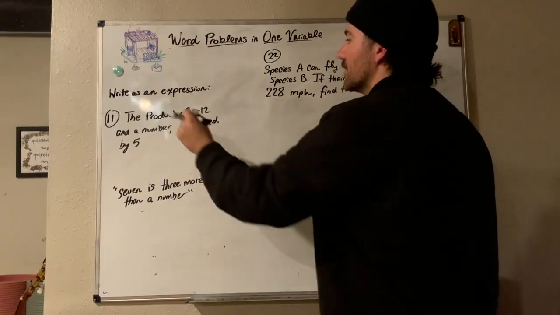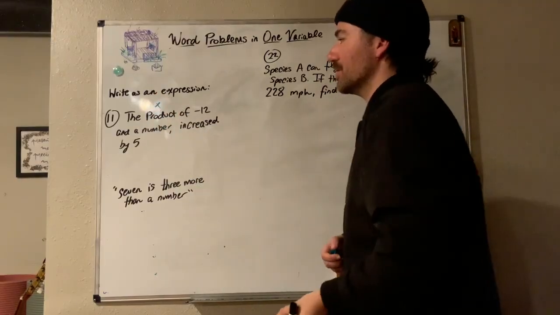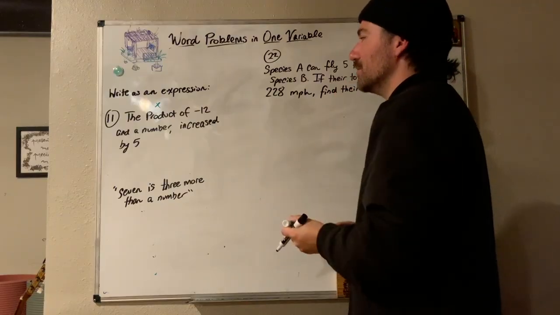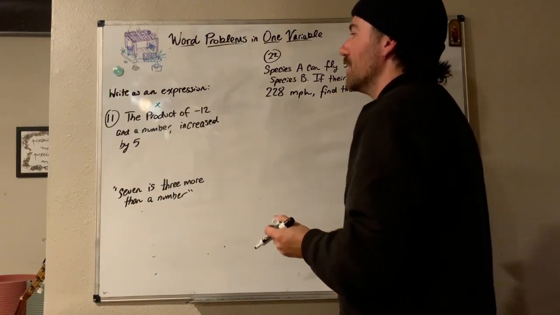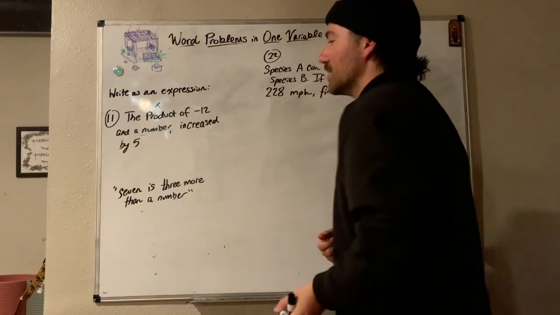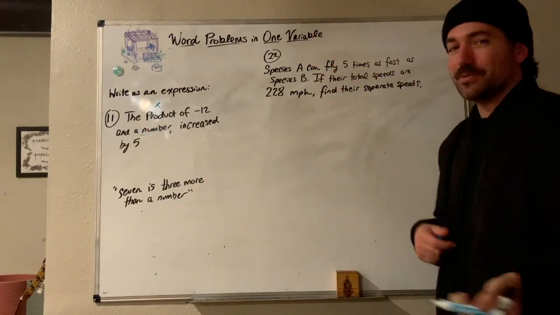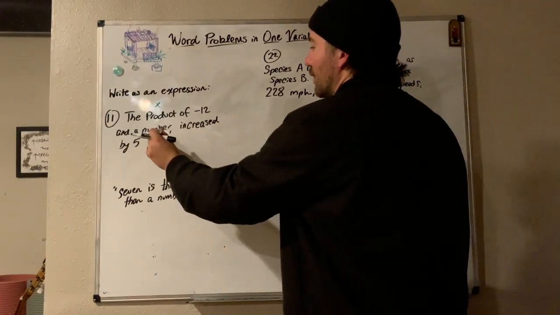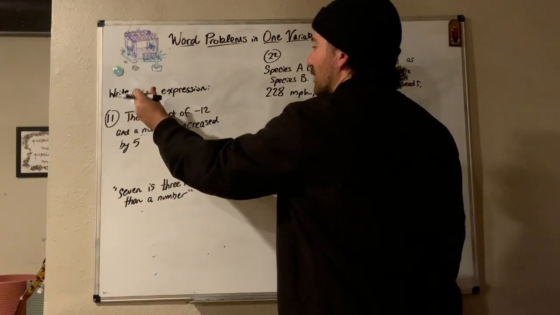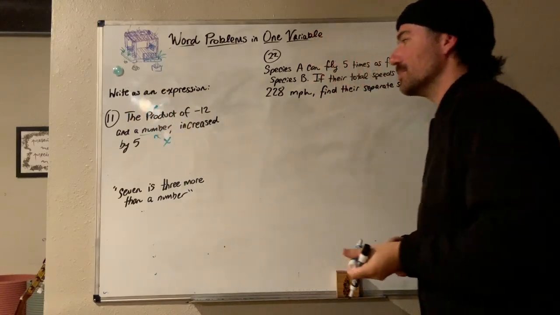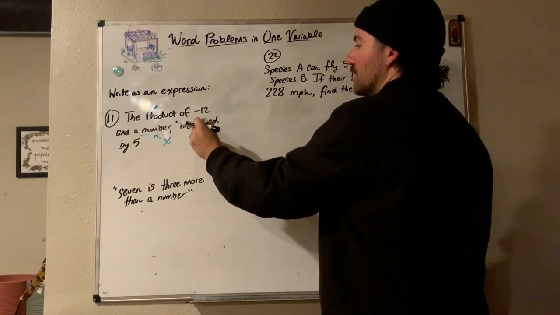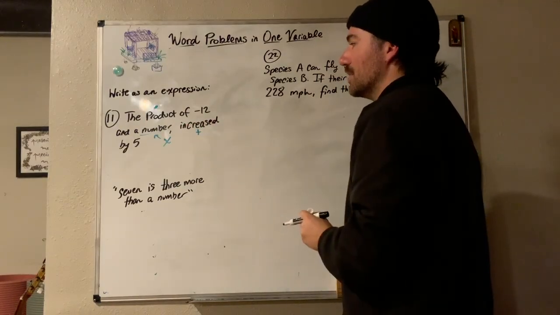So product, that means multiplication. So I'm going to go through and just kind of annotate this, and I'd recommend doing something similar. Just make little notes, maybe even just in your head. So the product of negative 12 and a number. So just something unknown. If you see some general phrase like that, you can make that our variable. Let me use my x for this, and let's turn that into a dot multiplication symbol. Increased by 5. Increased means we should be doing some addition. We're going to add 5.